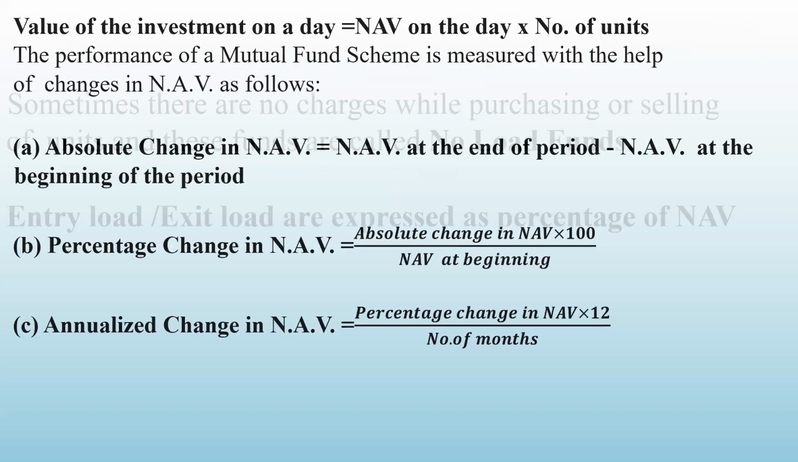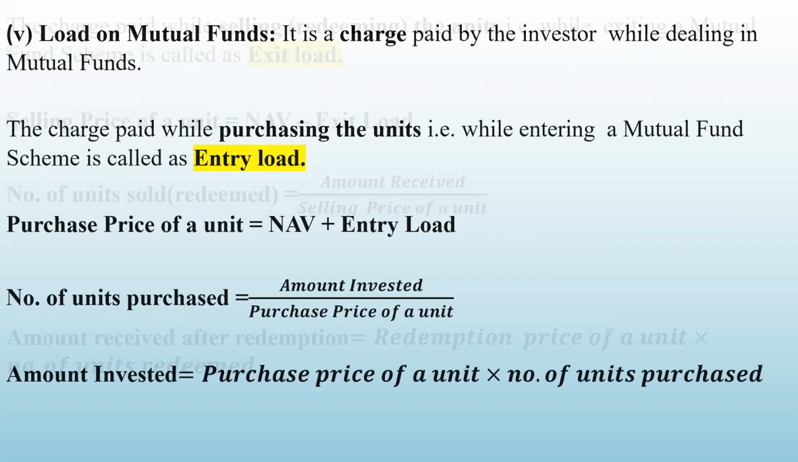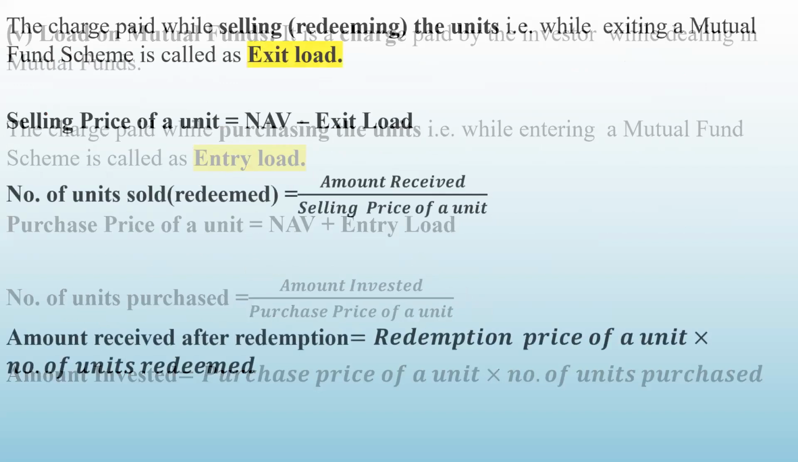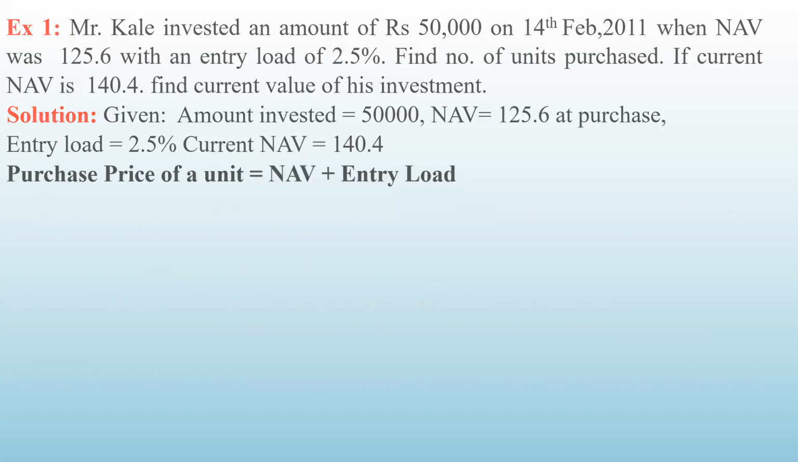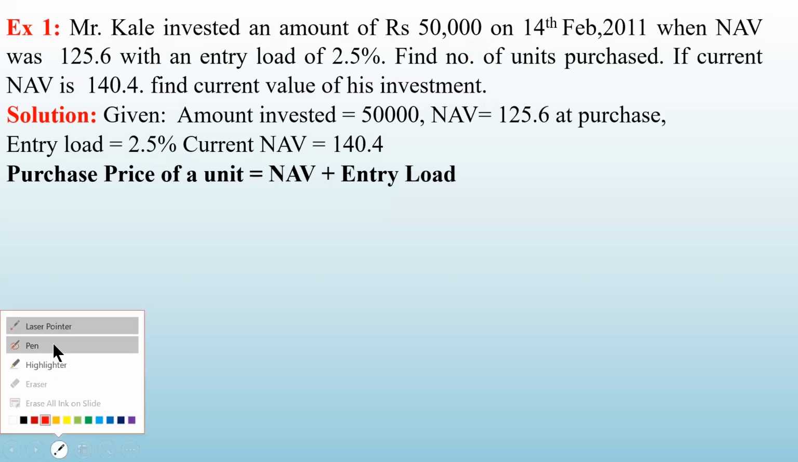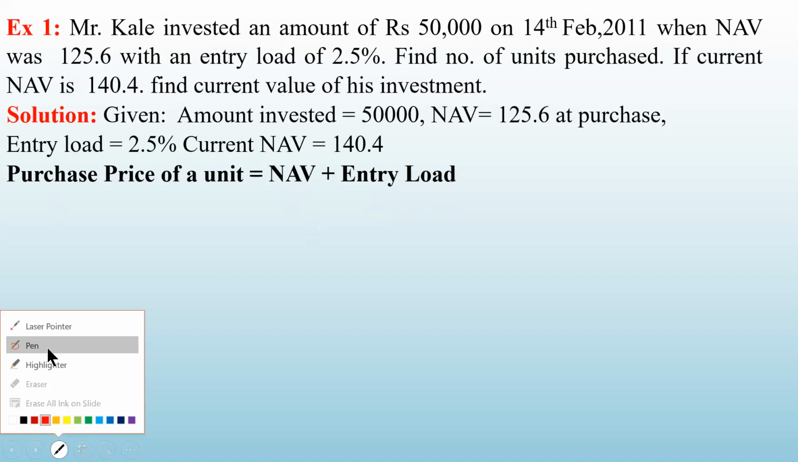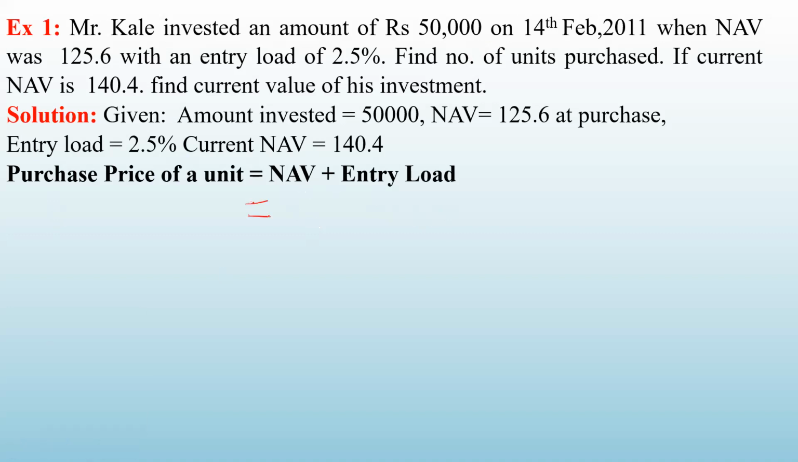Now, number of units purchased is amount invested divided by purchase price of a unit. We know the amount invested, 50,000. But we do not know the purchase price of a unit, so let us first calculate it. I have already written here: purchase price of a unit is NAV plus entry load. We already know that while calculating the purchase price, entry load has to be added to the NAV.